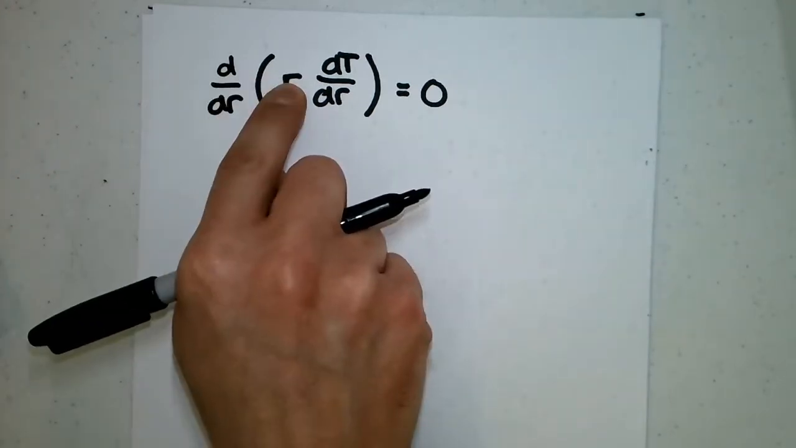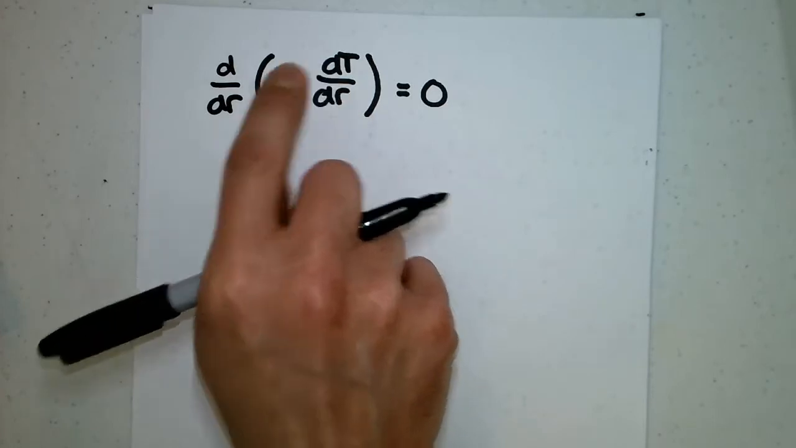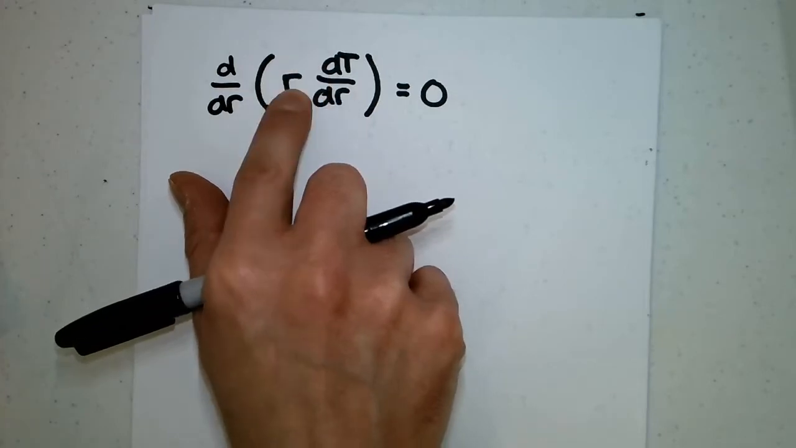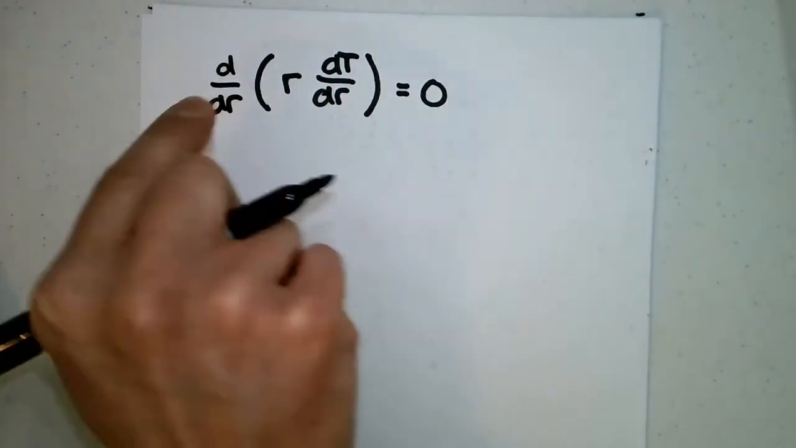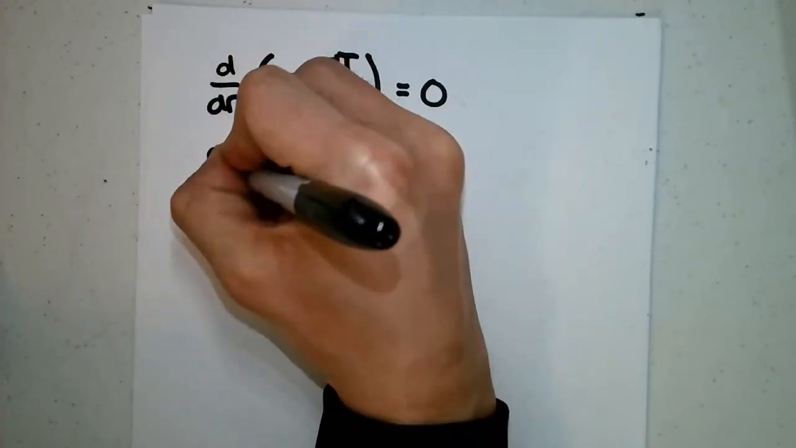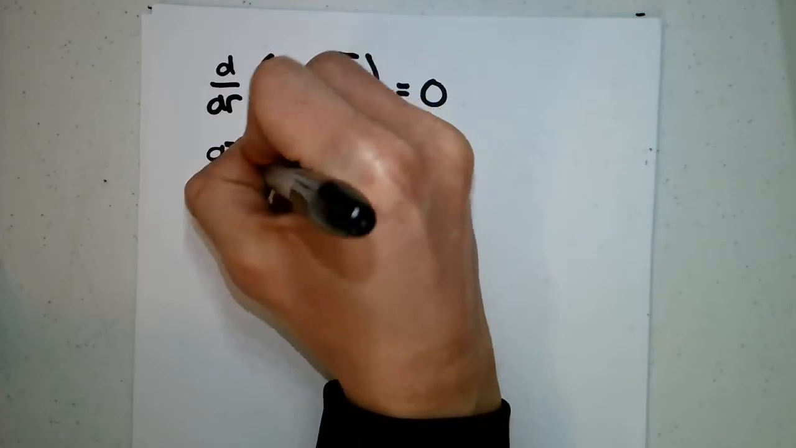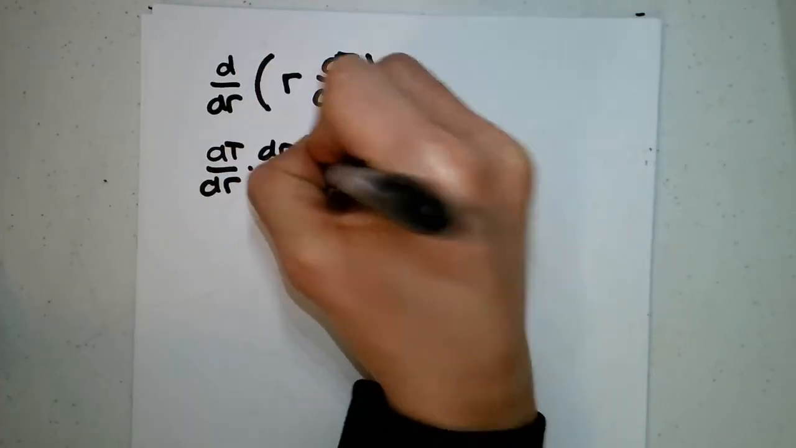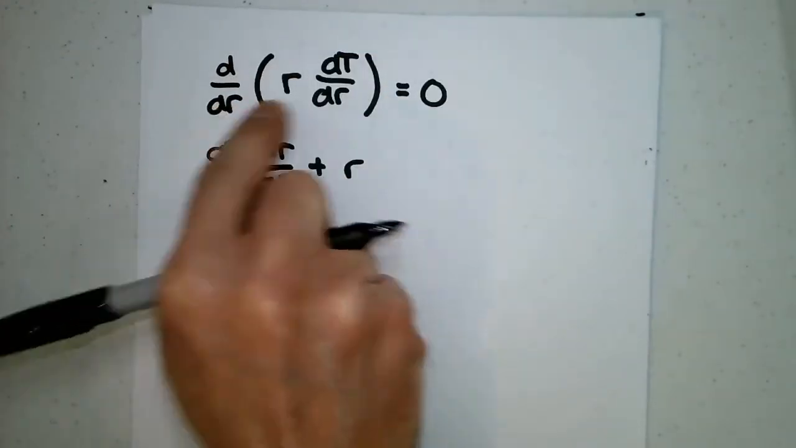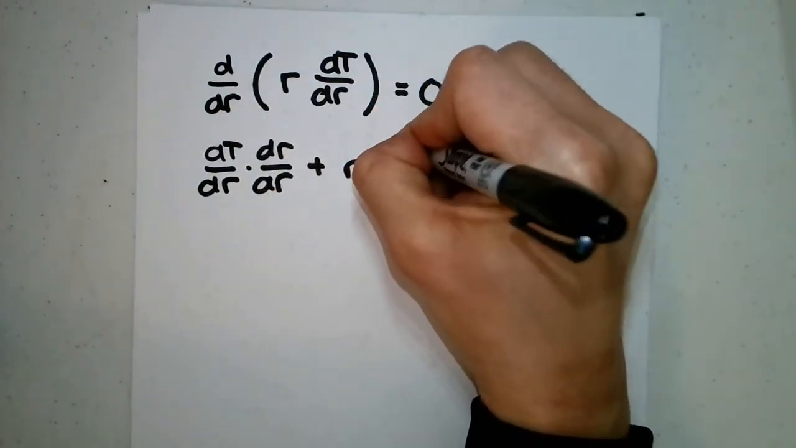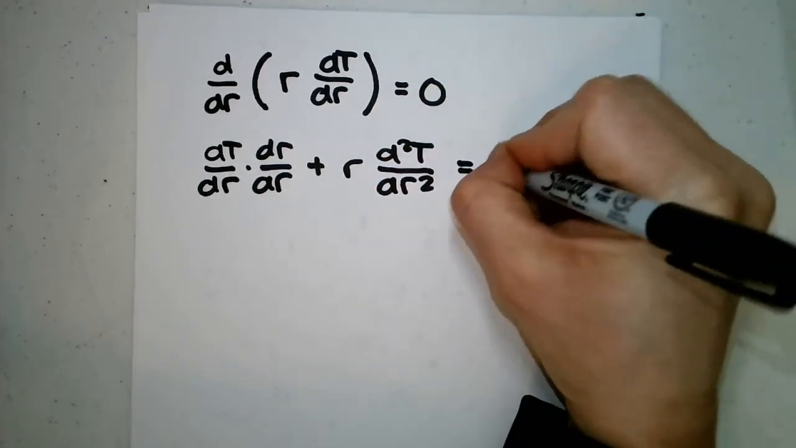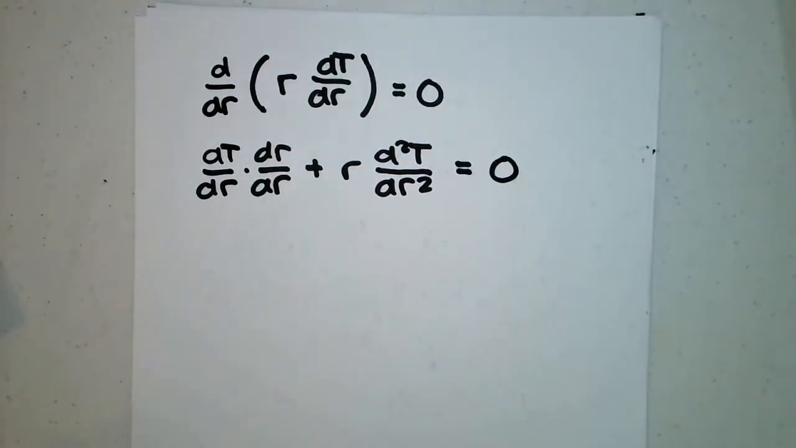So we can take basically dT/dr times dr/dr. Then we can take the differential of the second term and multiply by r. So what we'll end up with anyhow is going to be dT/dr times dr/dr, which is 1, plus, now we'll have r d²T/dr², equals 0. Okay.